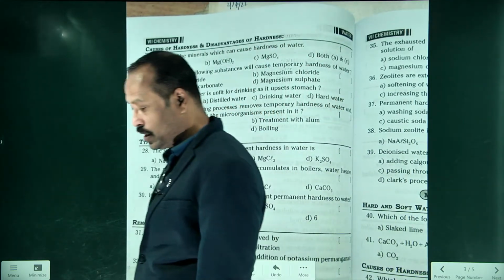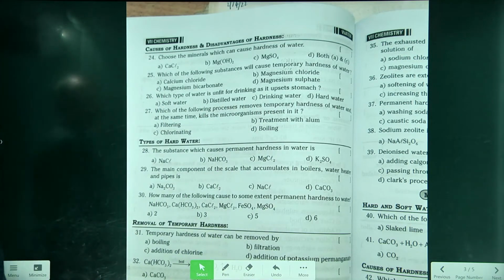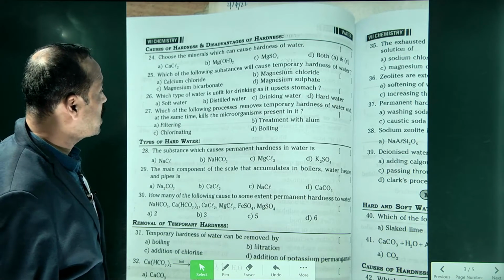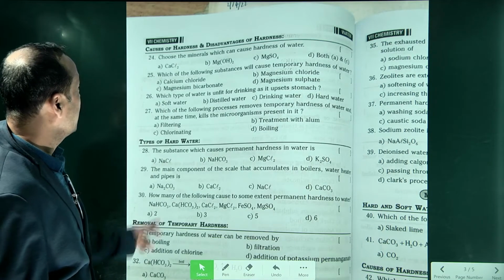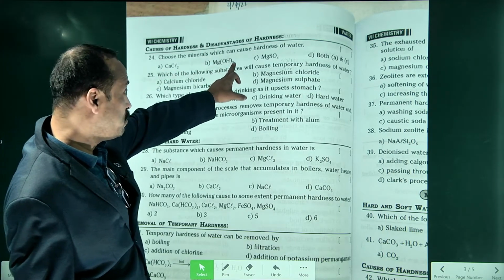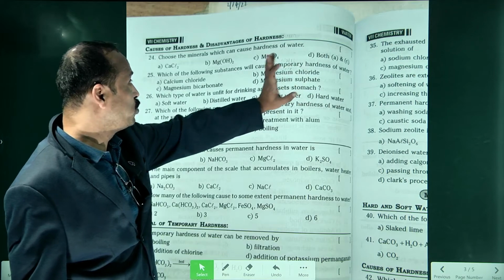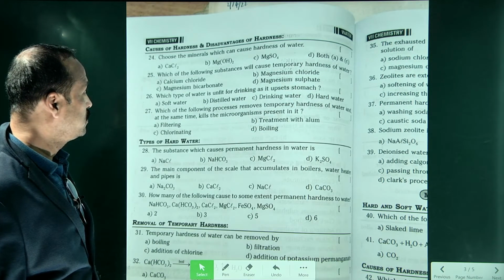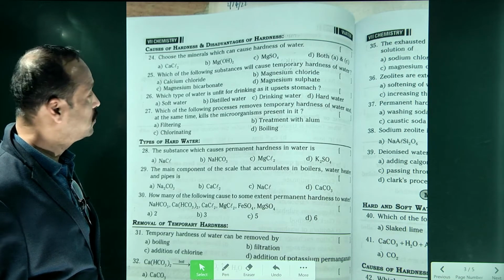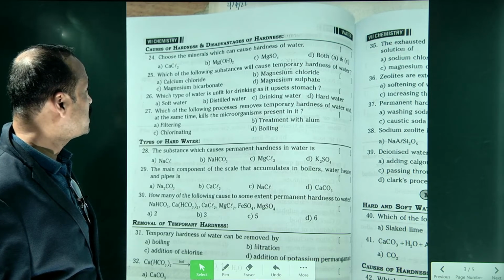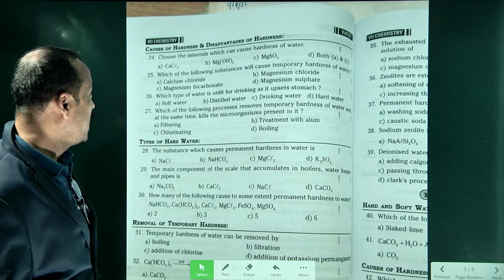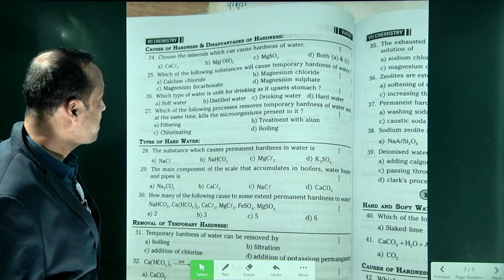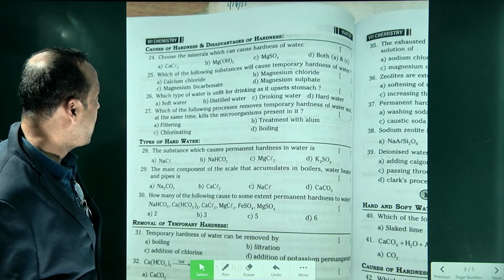Chalo, next question you see now. Choose the minerals which can cause hardness of water. Calcium chloride, magnesium hydroxide, magnesium sulfate, both A and C. What is the right answer? Choose the mineral which can cause hardness of water. Calcium chloride. Option A, sir. Calcium chloride.